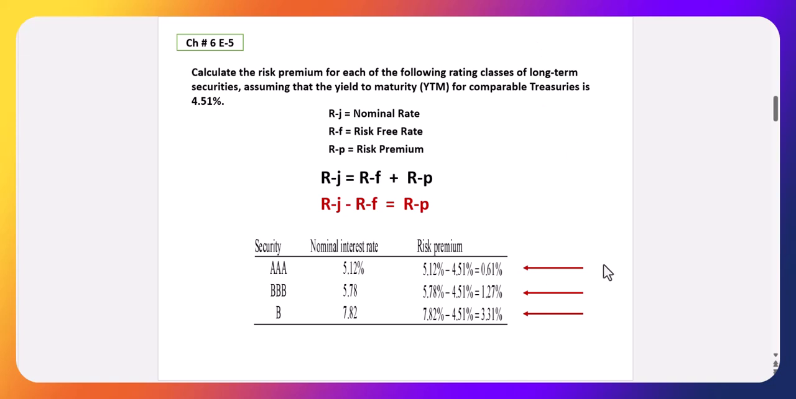In doing so, as example number 1, and you can follow through and calculate the other risk premiums, I'll do the AAA security. The nominal interest rate is 5.12%. Our risk-free rate was 4.51%, to yield a risk premium of 0.61%.